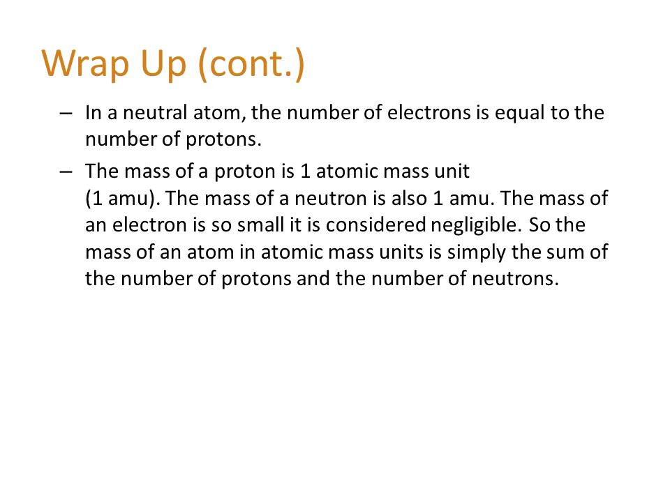And finally, the mass of a proton is 1 atomic mass unit, 1 AMU. The mass of a neutron is also 1 AMU. The mass of an electron is so small it is considered negligible, which means that we can ignore it. So the mass of an atom in atomic mass units is simply the sum of the number of protons and the number of neutrons.